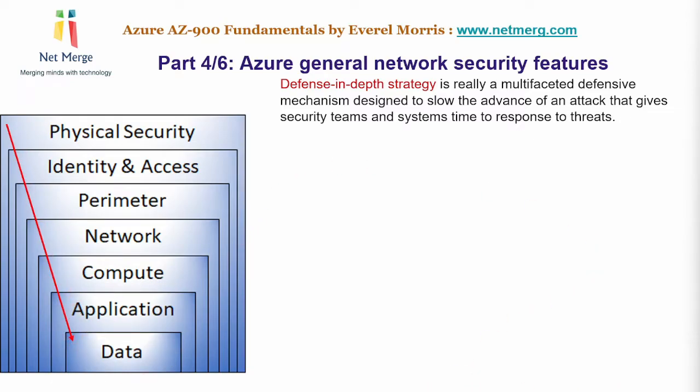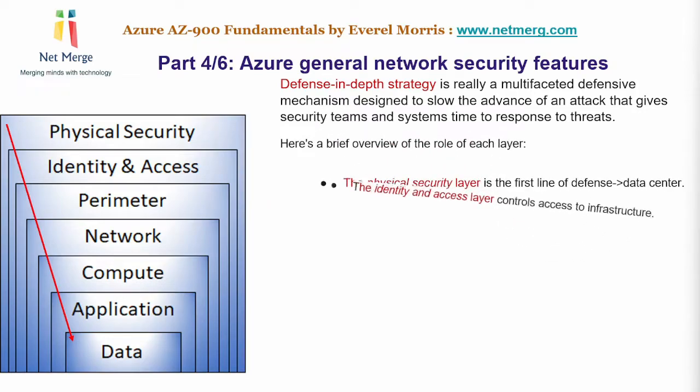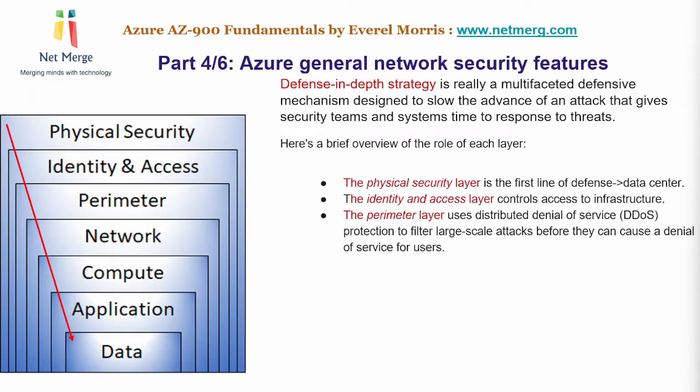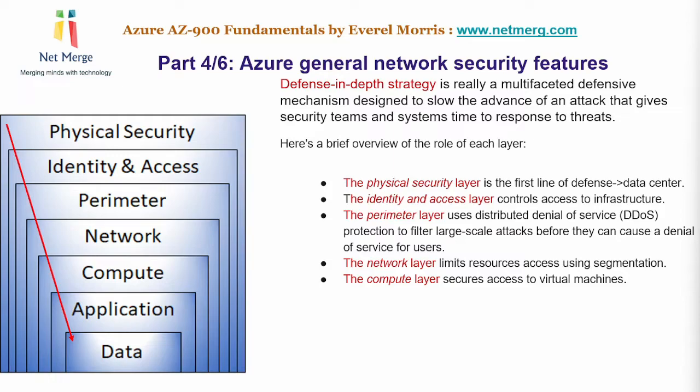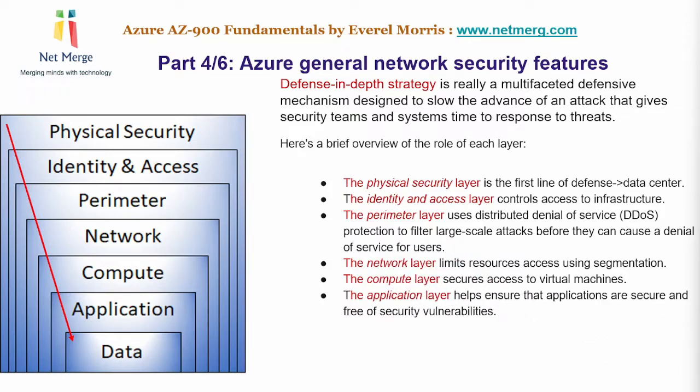Now let's take a look at the different pieces that make up the security in depth. There you have it, physical security. That's the surveillance. We talk about that, your biometrics and whatever you do to get into the building. And we talk about identity, which is your username and password. That's that level. Then we talk about the perimeter layer, where you talk about your distributed denial of service. We'll talk about that in more detail. Your network layer, you want to limit resources using your firewall. Then we talk about your compute layer. Again, you want to limit access to your virtual machines, using Active Directory to control your user access. Then we talk about the application layer.